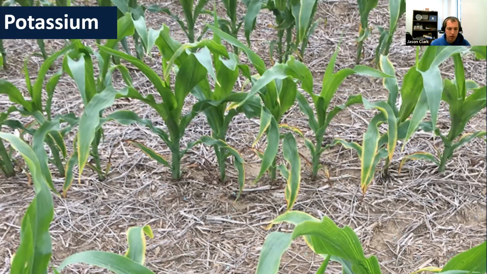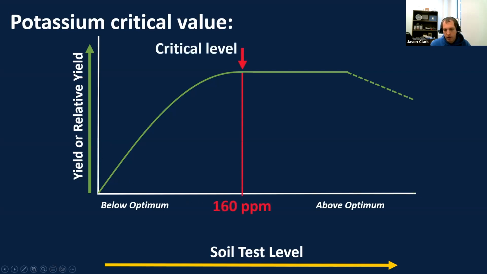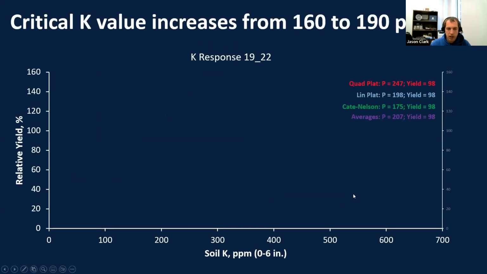Similar type of studies, we're looking at these together. If we look at that yield versus soil test level here, the traditional value that we've used is 160 parts per million. Of that cutoff value, anything less than that, we say fertilize. Anything more than that, we say likely won't respond. So we look at the data for this, and we look at that relative yield.